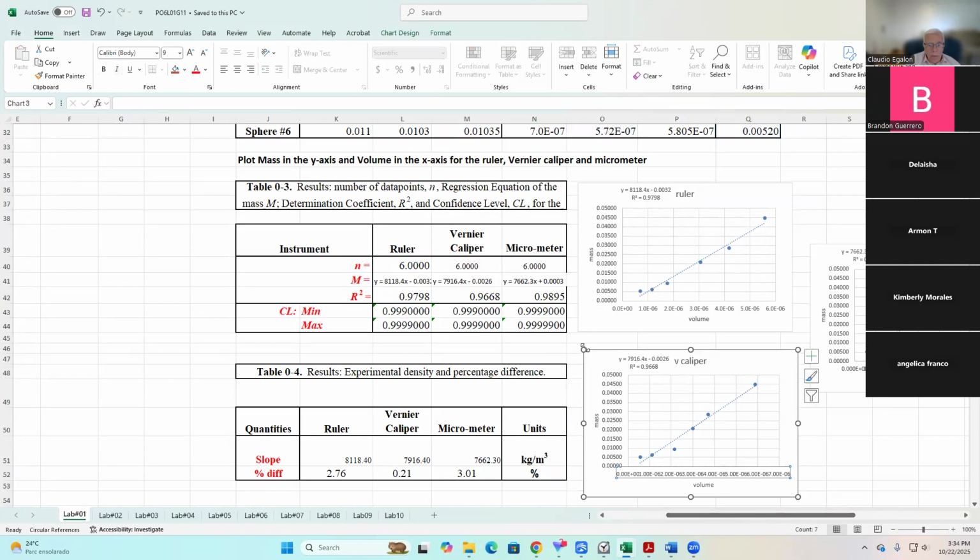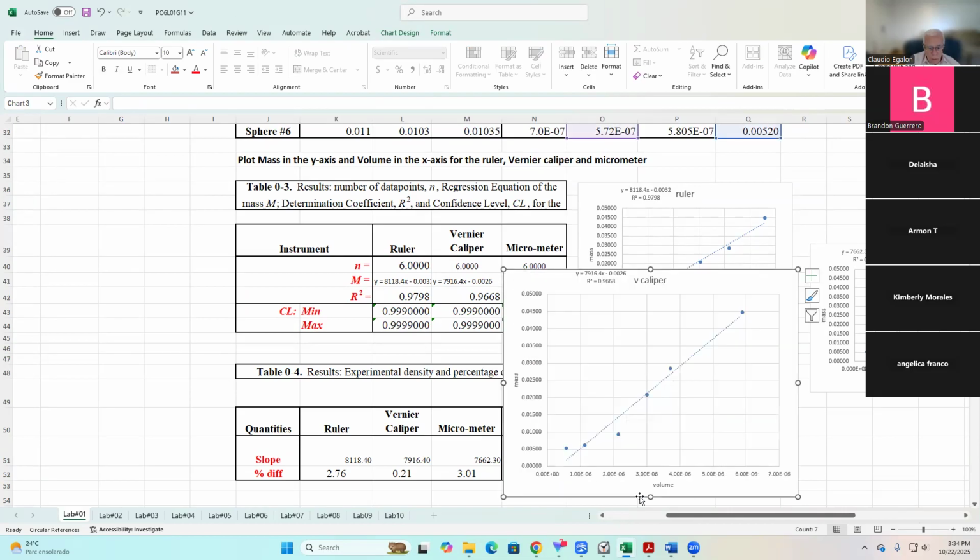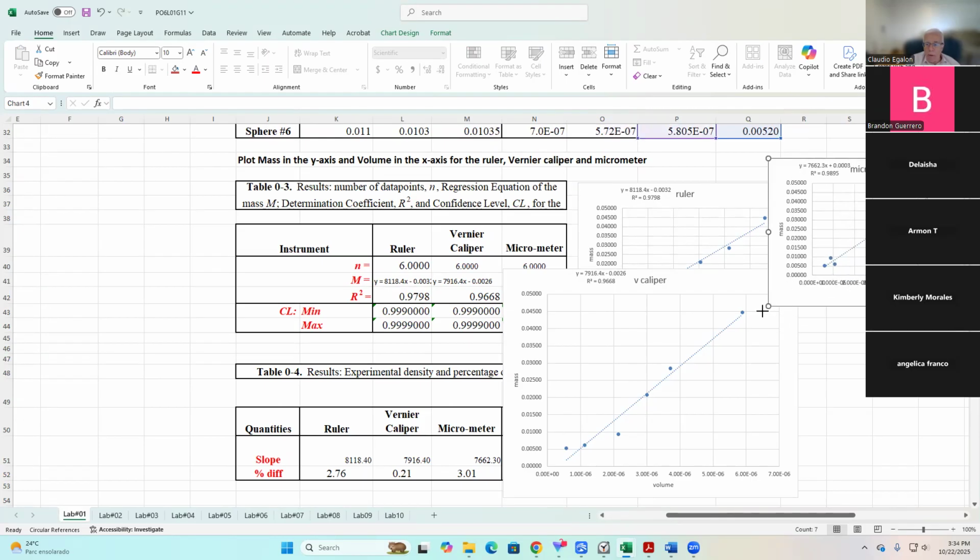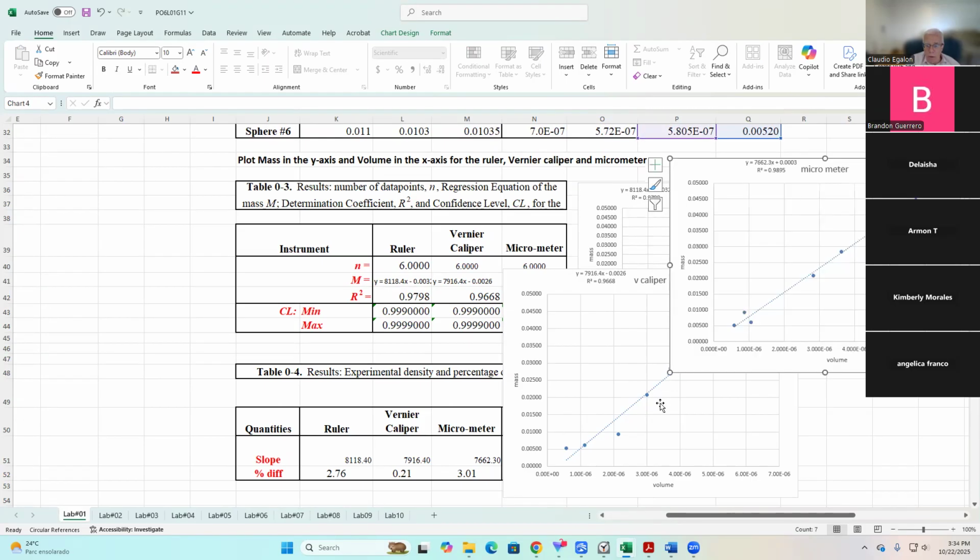Yeah, those graphs, make sure you make them large enough so the numbers are not encroached on each other. Another way would be just to change the number of decimal places. You don't need all those decimal places. Okay, group 11.